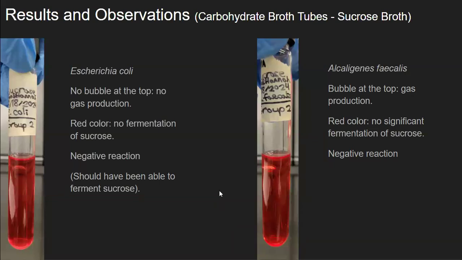Sucrose broth. Escherichia coli had no bubble at the top, indicating no gas production. It also retained its red color for no fermentation of sucrose, indicating a negative reaction, even though it should have been able to ferment sucrose. Alkaligenes faecalis, on the other hand, had a bubble at the top for gas production, but still it retained its red color for no significant fermentation of sucrose. Therefore, it was also a negative reaction.